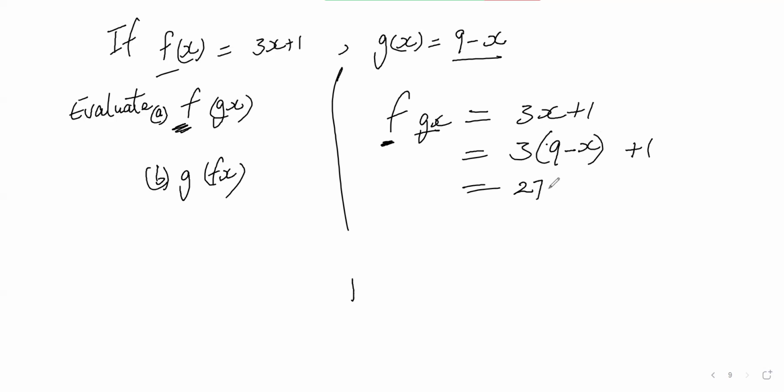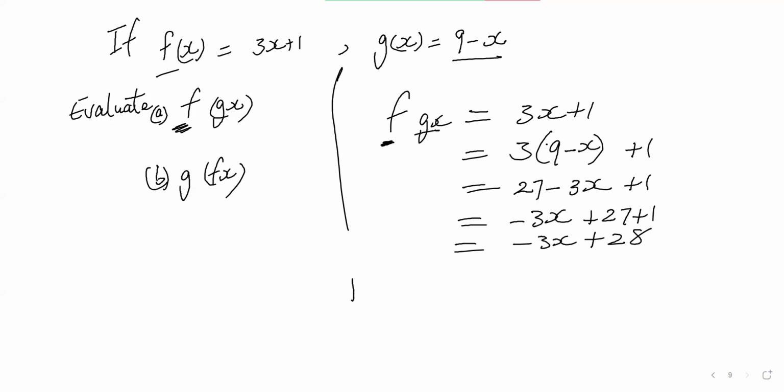And 3 by that is negative 3x plus 1. So negative 3x will give me negative 3x plus 28. Anybody lost? So f of g of x, sometimes they put the brackets like that. Anybody lost? No, sir. All I did was substitute.